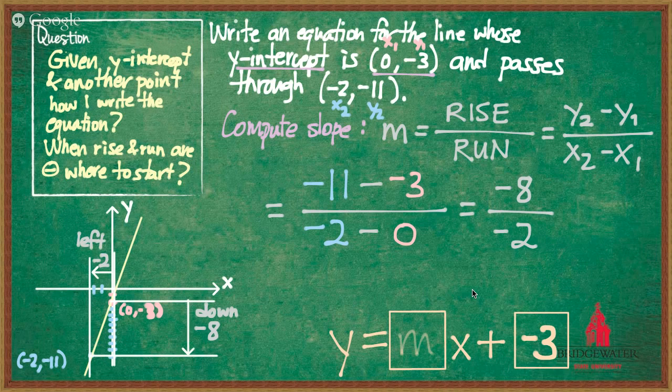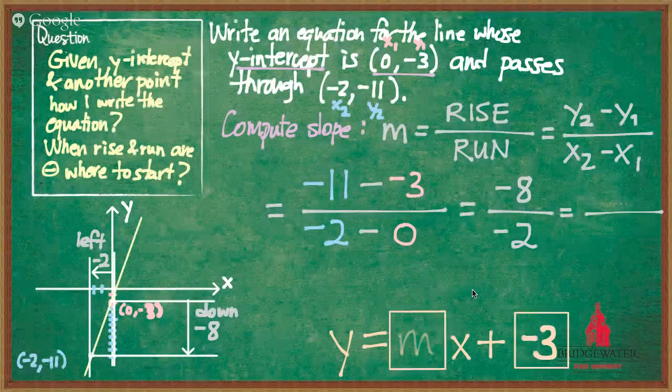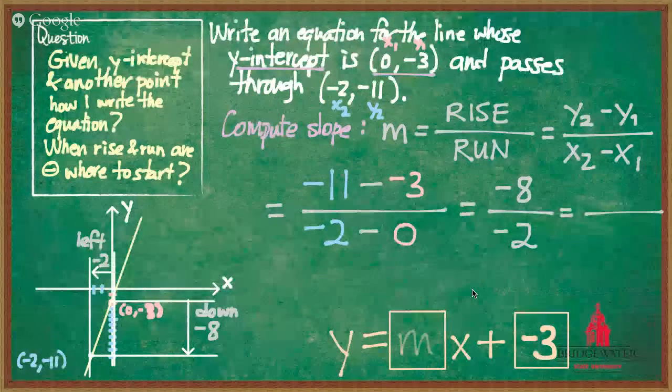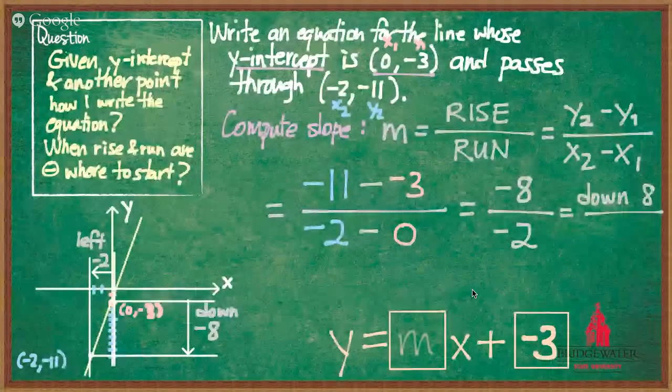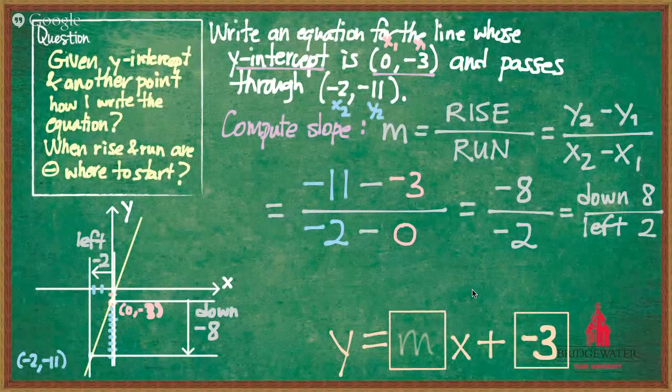And so when we look at what this slope is telling us about the rise and the run that connects the 2 points that we happen to know, it's telling us that we can get from one point on this line to another by going down 8 and by going to the left by 2. And that's certainly true. Just looking at the picture over here at the lower left, to go from the point that's on the y-axis to the other point that we knew here, we moved down and to the left, right?